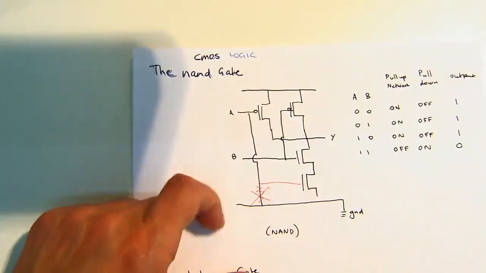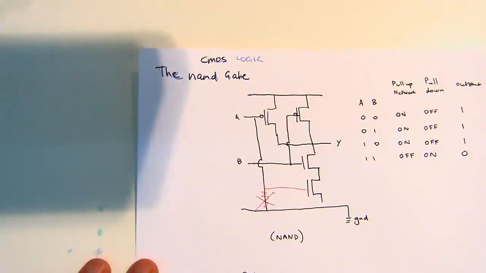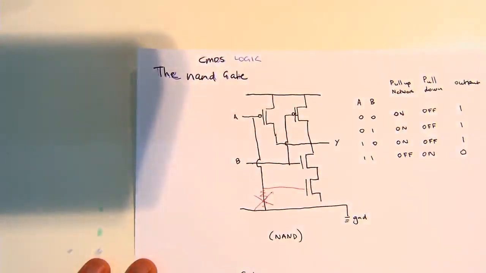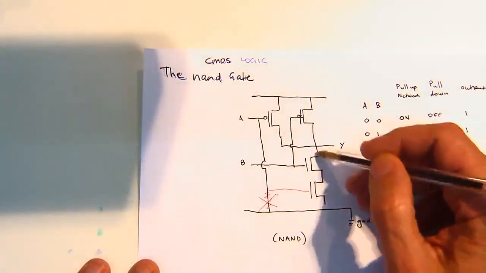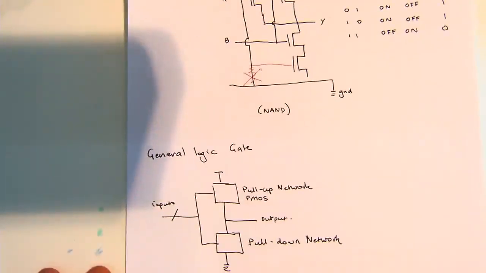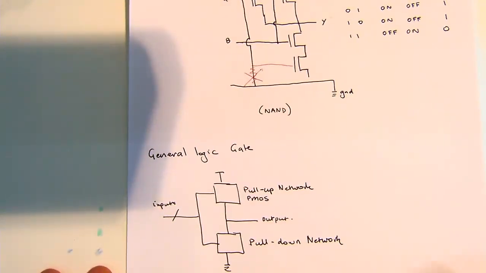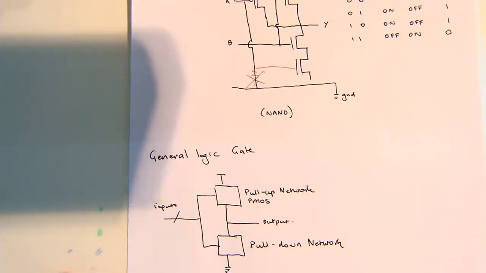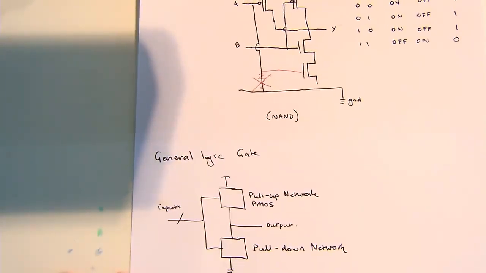Okay, who wants to guess 1, 1? Both are off at the top, so therefore this is pulled down to ground, so that's ground. Okay, perfect. All right. Now, essentially, what I've done is also drawn you a NOR gate. I won't go through it, but it's worthwhile having a look at it at some stage.